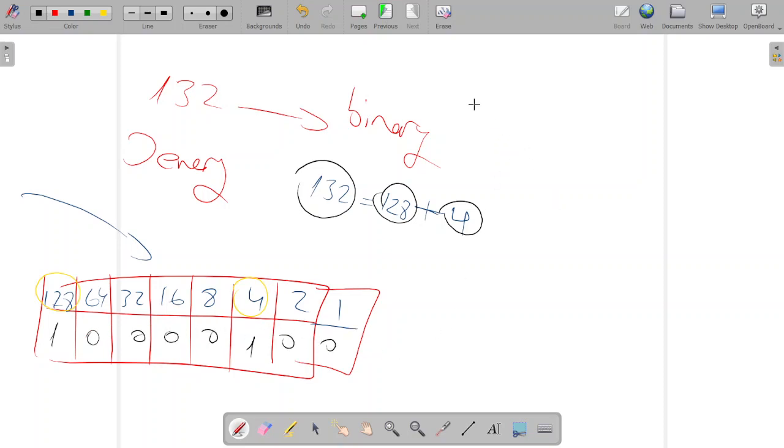So what is the meaning of that? It means that this number, the denary, has an equivalent of binary as this. This is the equivalent binary of the given denary.